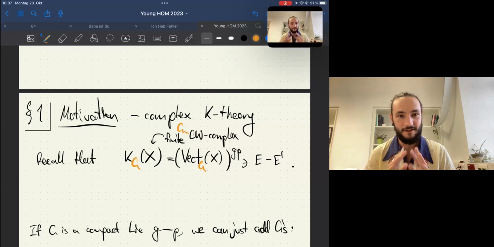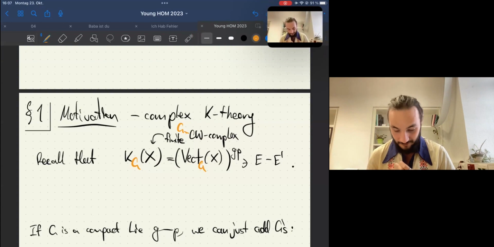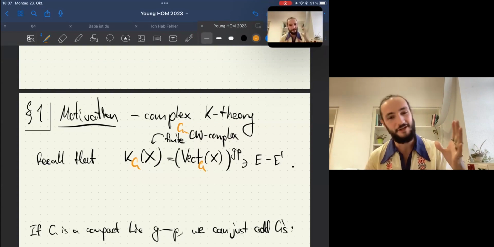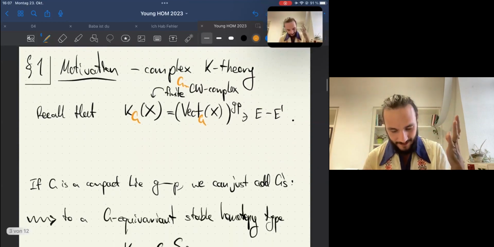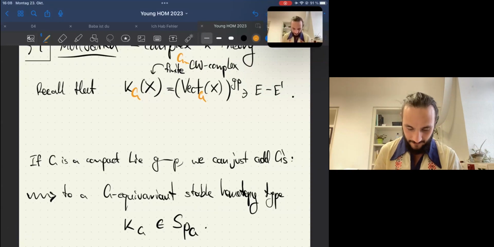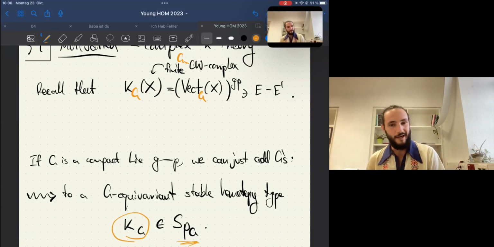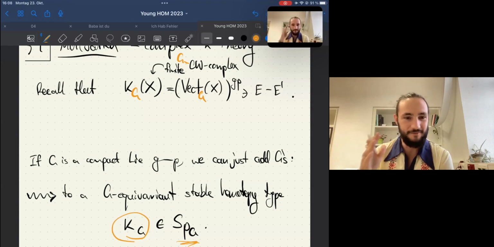And this definition works totally well if you have any compact Lie group G. In fact, probably a topological group, it works pretty well. And we get a nice definition. We get a nice G-equivariant cohomology theory. So we get a nice G spectrum, which I'll write like this for the rest of the talk: KG inside G spectra.